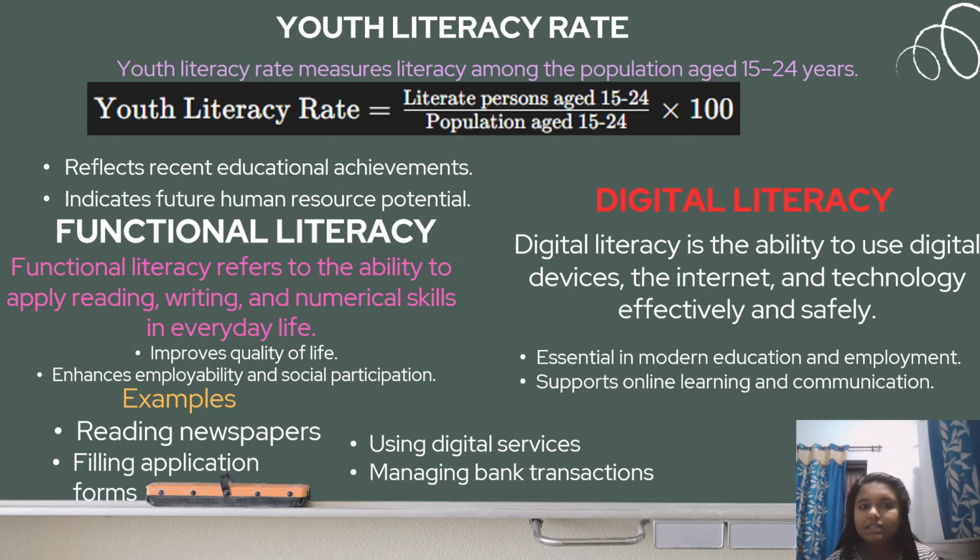It reflects recent educational achievements and indicates the future human resource potential. Youth is the human resource potential. So youth is equal to human resource potential. So the percentage of youth literacy is directly proportional to the future human resource potential. Now we have discussed 5 different types of literacy rate: first, literacy rate; second, female literacy rate; third, male literacy rate; fourth, adult literacy rate; and fifth, youth literacy rate.